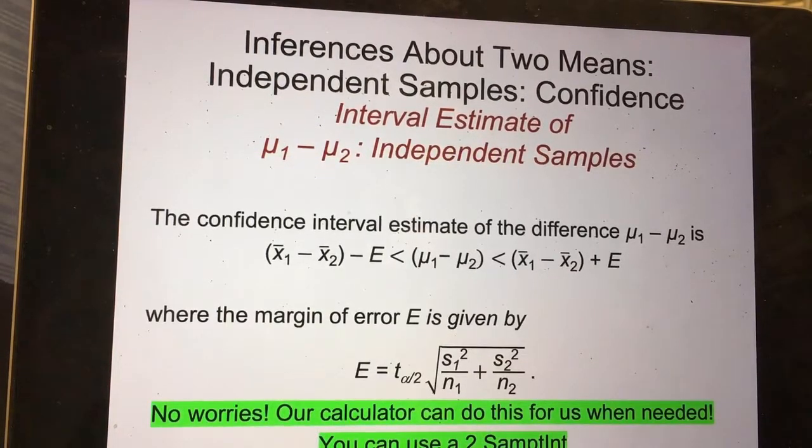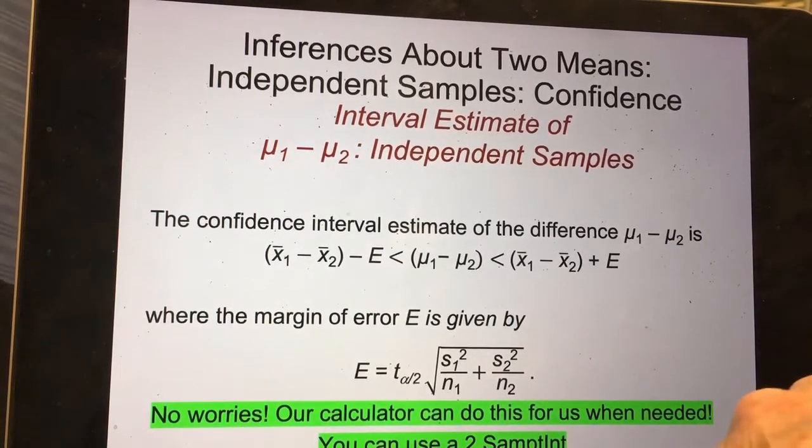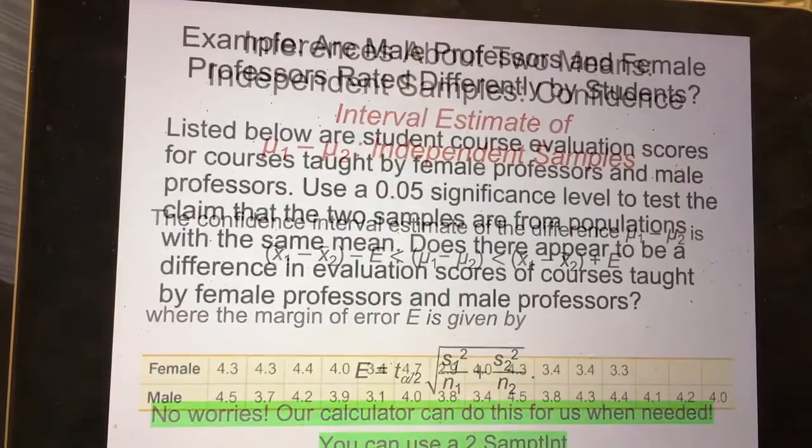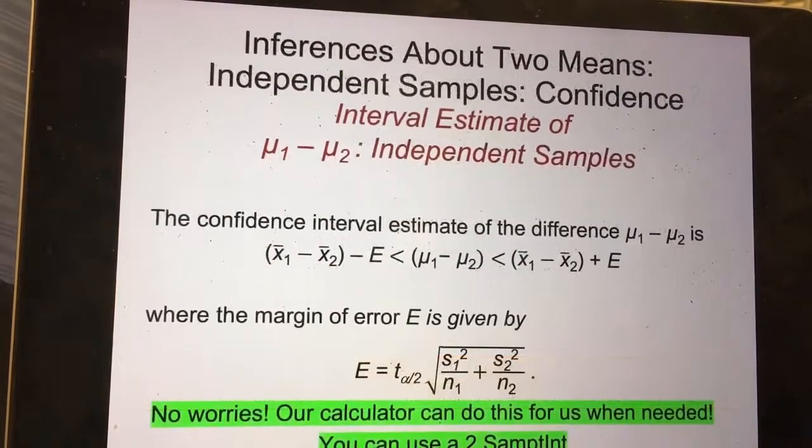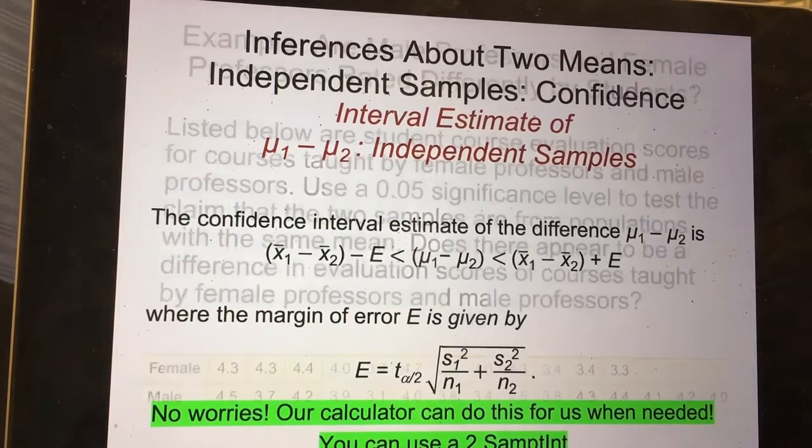And this is the confidence interval, which we're really not going to worry about much, because we're going to use our calculator to do this for us if we need it. We just use a 2 sample t-int, and that will give us the confidence interval whenever we are asked for one. Again, this is a secondary goal of this section, not really that important. I just want you to know where to find it when you are asked.